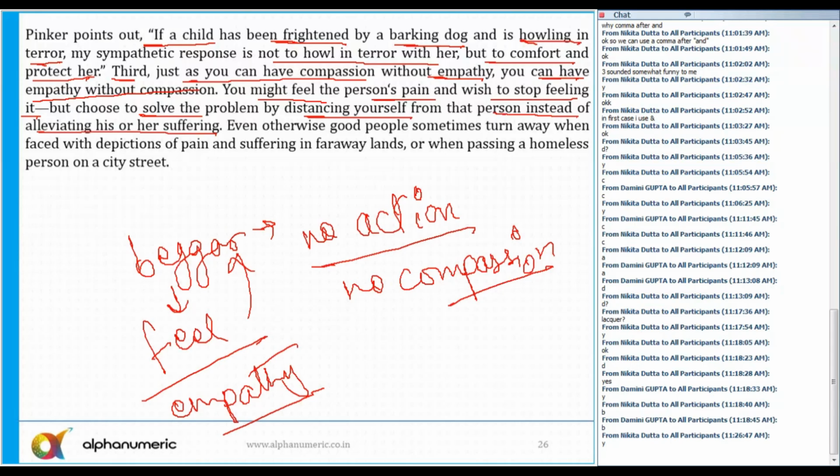You show no compassion even though there is empathy. So he tells you, good people will sometimes turn away when they are faced with depictions of fear and suffering in faraway lands, or even when they are passing a homeless person on a city street. They may empathize with that person, but they will not show any compassion. So you can have empathy without compassion, you can have compassion without empathy. Empathy is not necessarily automatic. Empathy depends on your moral choice. These are the things he is trying to say. Anything you did not understand, anything that requires clarification, please ask. In short, I have tried to explain this to you.